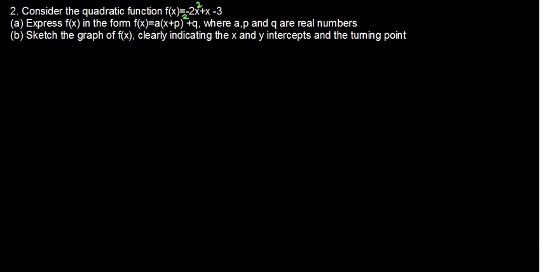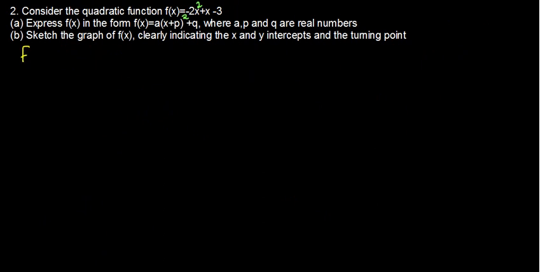Okay, let's consider this one. Consider the quadratic function f of x, which is 2x squared plus x minus 3. Express f of x in the form f of x is equal to a(x plus p) squared plus q. Also sketching the function and getting clear the x and y intercepts, and also the turning point.